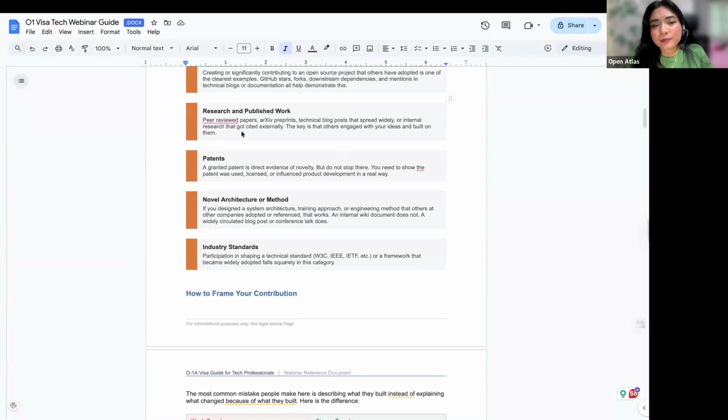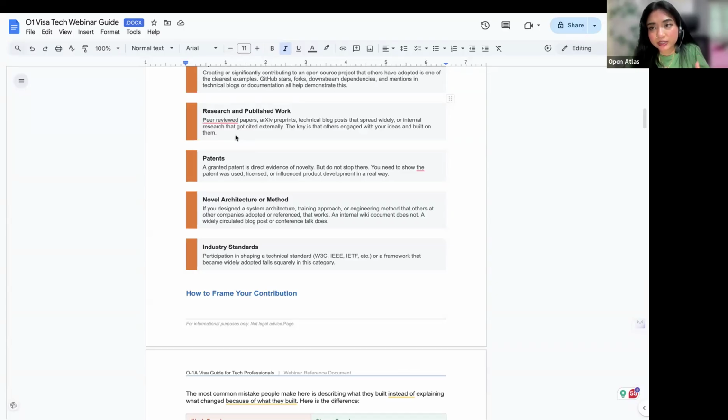Research and published work, peer reviewed papers, preprints, technical blog posts that spread widely, or internal research that got cited externally. The key is that others engage with your ideas and build on them. It's also very important if you are reviewing somebody's paper, how it should be reviewed, because you are reviewing somebody's paper, or somebody is reviewing your paper, and these can be used in a very different manner.